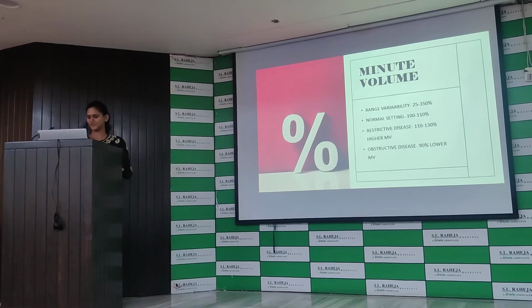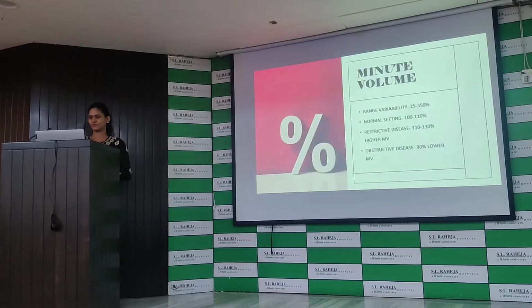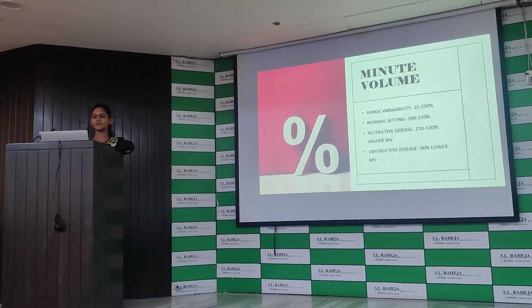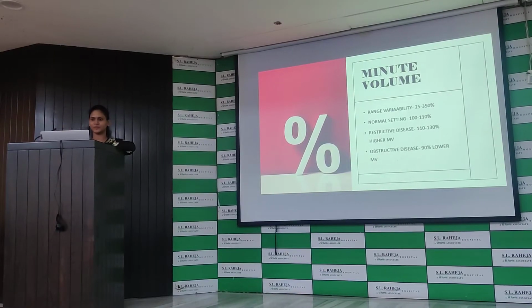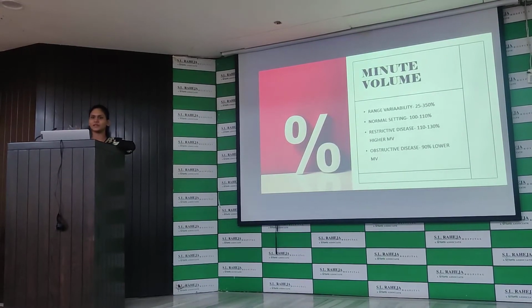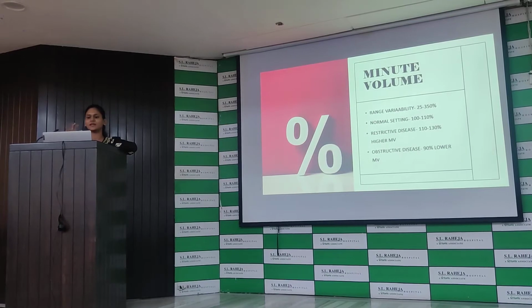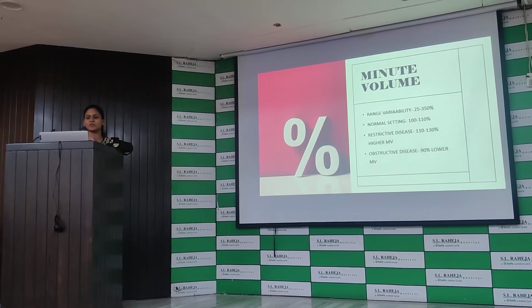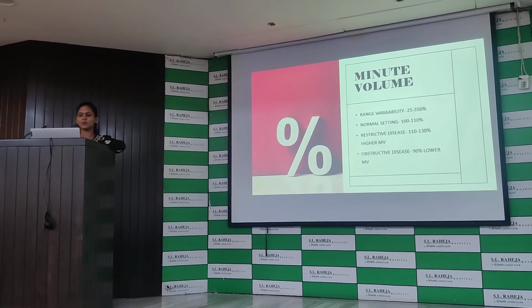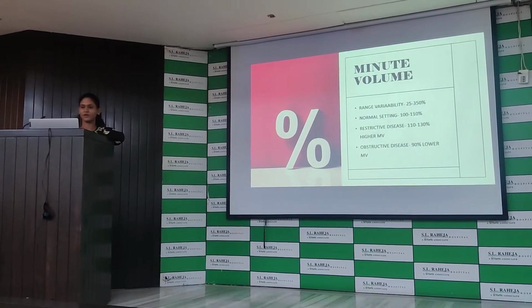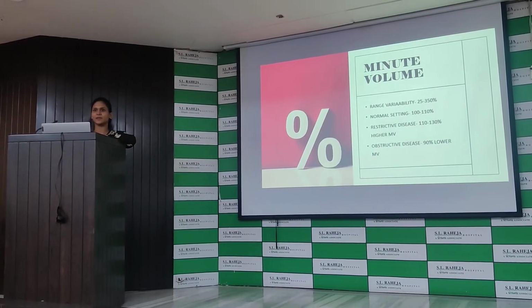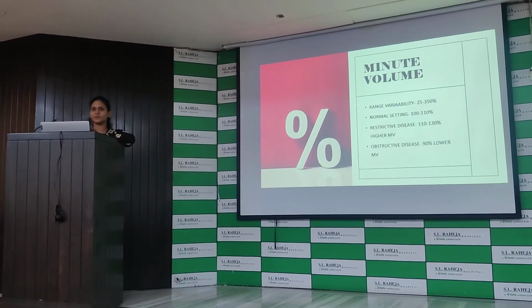Okay, you put the video please. Yeah, go ahead. So minute ventilation range variability is from 25 to 350% that we can set. The normal setting in a normal lung is 100 to 110%. If it's a restrictive disease, we want a higher minute ventilation, so up to 130 we can do, 110 to 130%. And in obstructive, we'll set a comparatively lower minute ventilation, up to 90%.